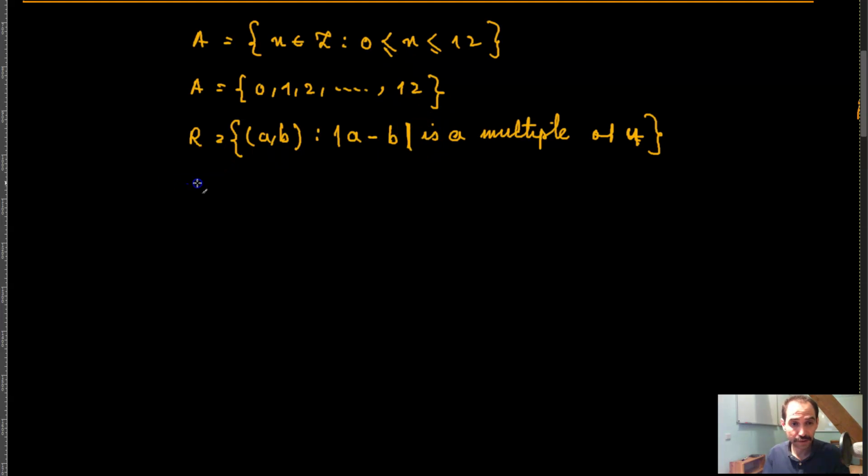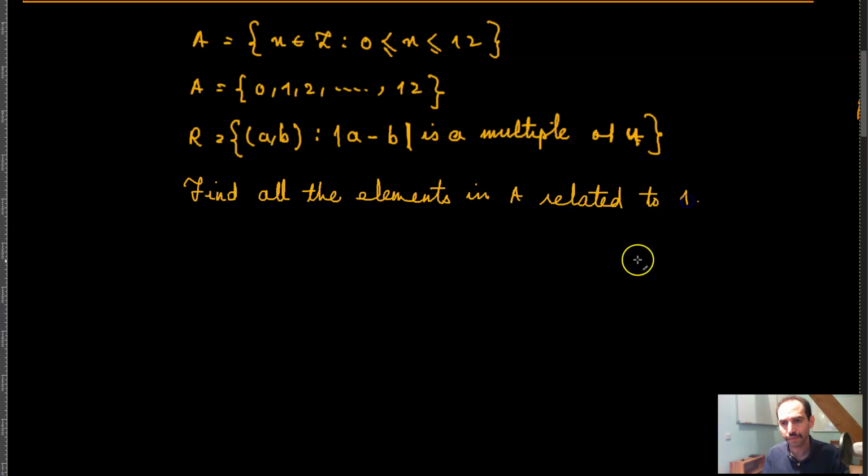And we want to find all the elements in A related to 1, right? So what that means is that the element 1 is related to that element in A under R, right? Which means that the difference of one and the other element has to be a multiple of 4.